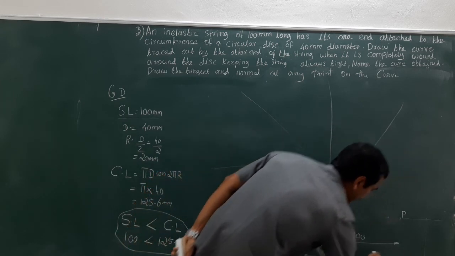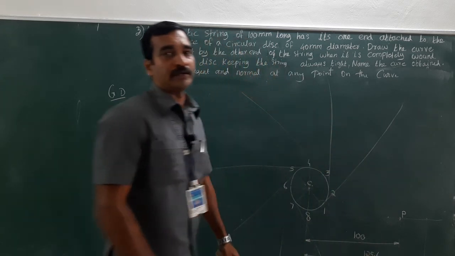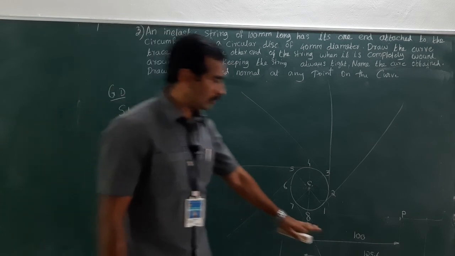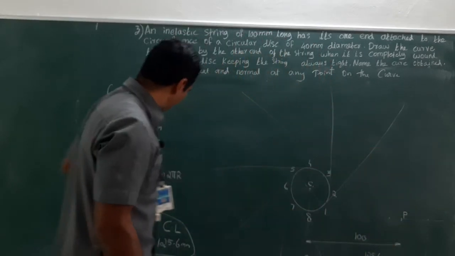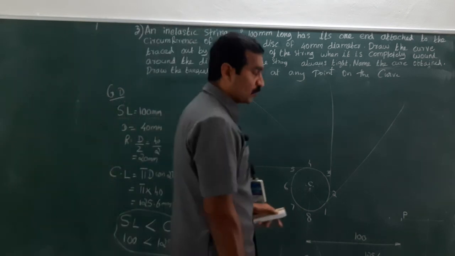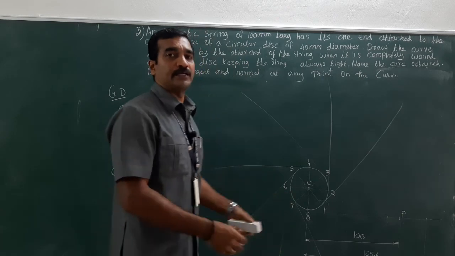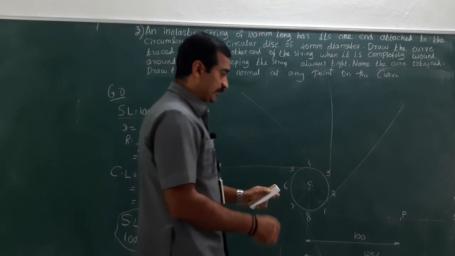You need not mention this length in your drawing sheet. This is for your understanding only. So this 125.6, that is the circumference length alone, needs to be divided into 8 equal divisions. What is the procedure? What is the method to be adopted here? Yes, the bisecting method needs to be used here.